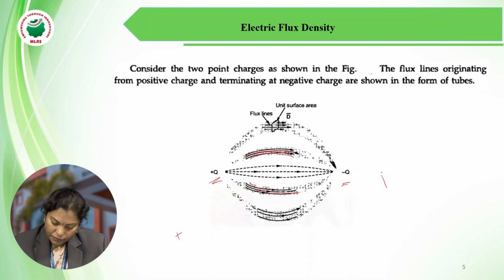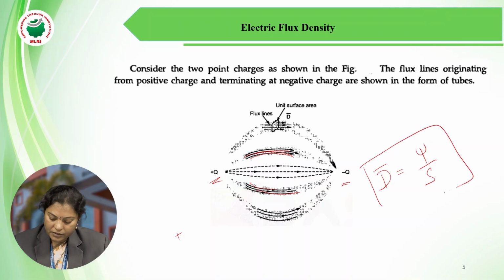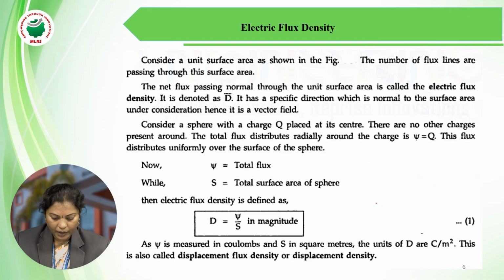Electric flux density is defined by D, which is equal to flux per area. Total flux per total surface area is the flux density. Here psi is the total flux and S is the total surface area of the sphere. Here I am considering a sphere.